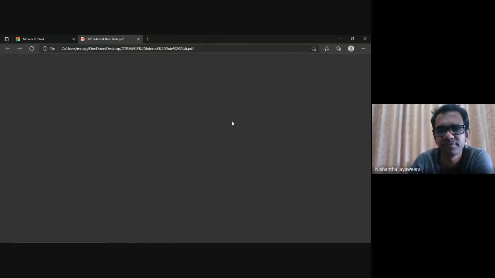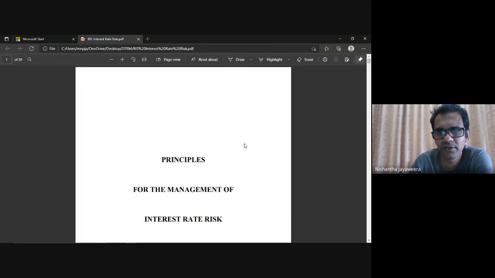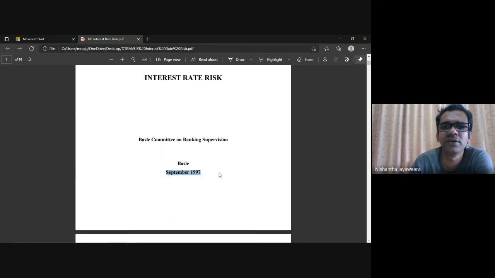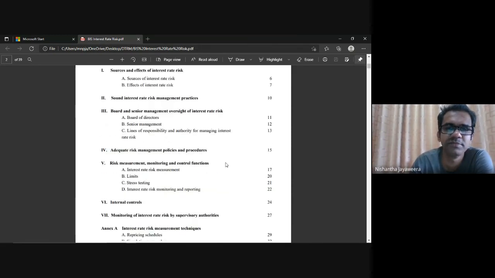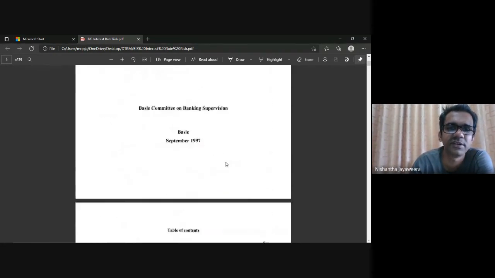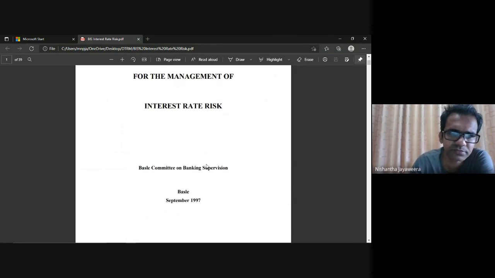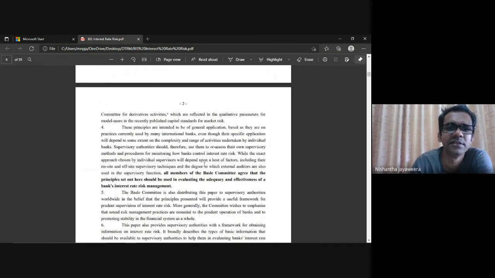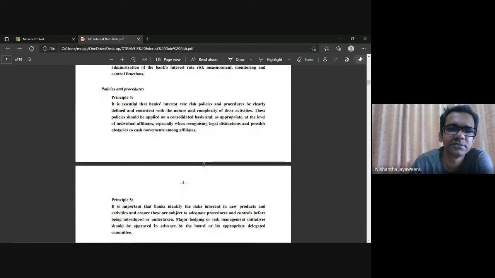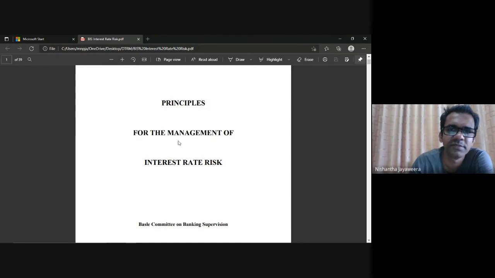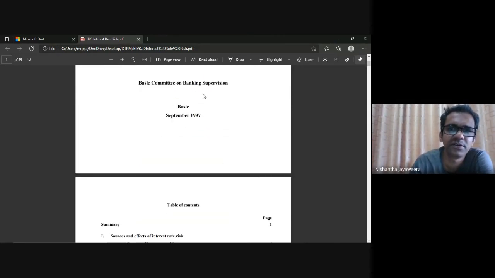This article you can get from the internet. Just do a search, and though it's slightly old, I think it explains the basic concepts of interest rate risk that we discussed, net interest income margin and things. It would be a good reading if anyone is interested. Principles for the Management of Interest Rate Risk, Basel Committee on Banking Supervision.